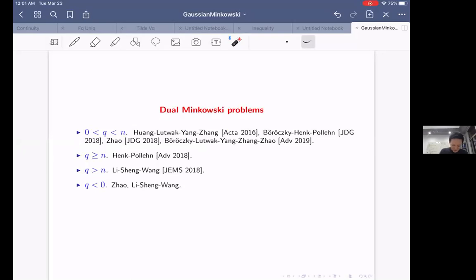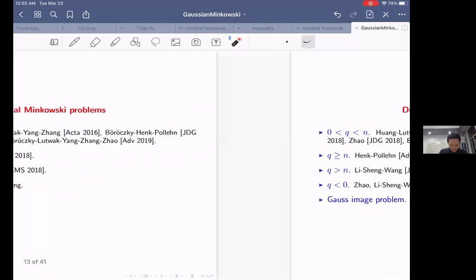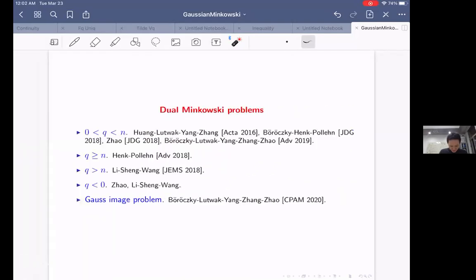And Huang and Pollehn also studied the case for q larger than n in the necessary condition, and Wang considered the flow. I mean, they use a PDE method to study related problems. Okay. When q is smaller than 0, Zhao studied it, and this also can be found in Wang's paper.